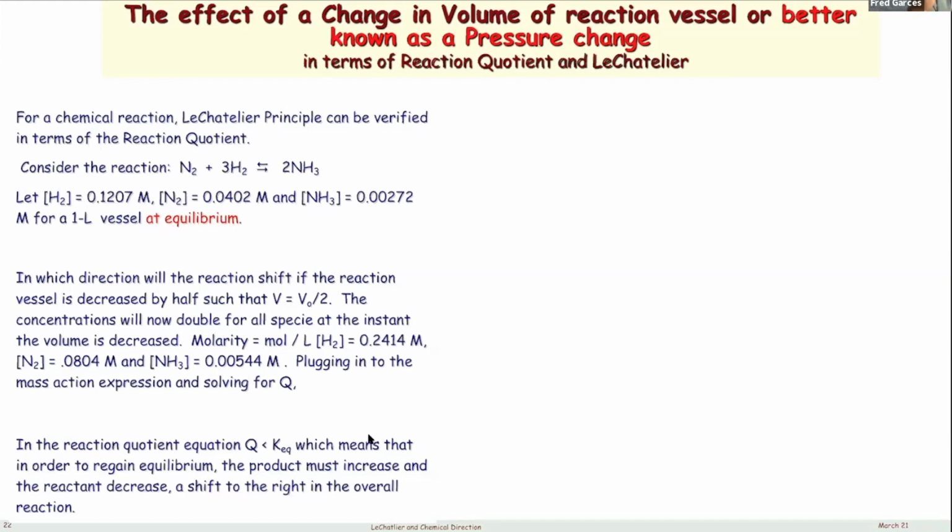So that's how you affect the mass action expression. You don't affect it by putting in an inert gas. You affect it by changing the volume.